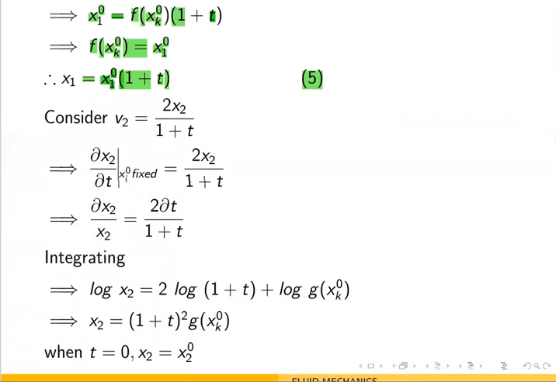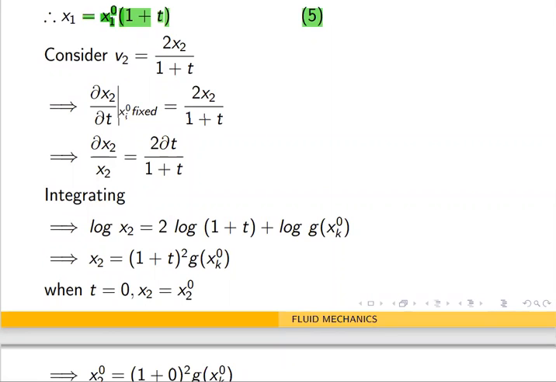Similarly, we'll take v2, same steps. v2 is nothing but dou x2 by dou t, xi naught fixed, equal to 2x2 by 1 plus t. Separating the variables, x2 one side and t the other side. Integrating, so log x2 equals 2 log of 1 plus t. The constant we are taking as log of some function of xk naught. Now eliminating log, the 2 will come as a power here, and the function as it is.